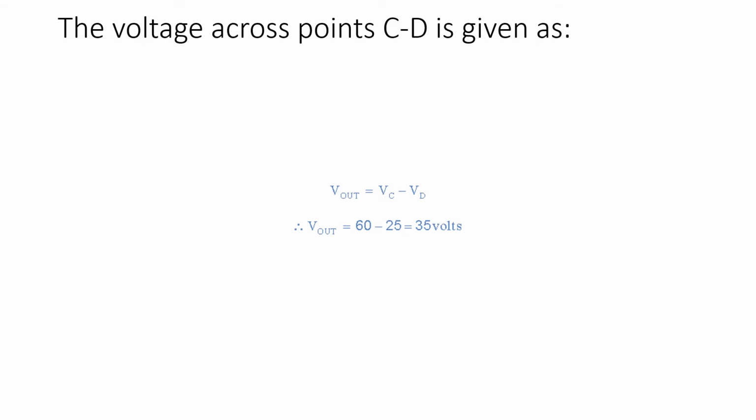So in the problem, we have been asked to find out the voltage Vout across the points C and D. So Vout equals Vc minus Vd, which is equal to 60 minus 25, which is equal to 35 volts.